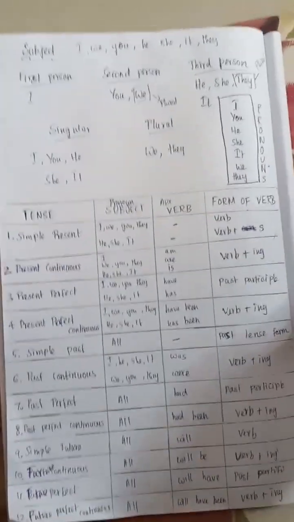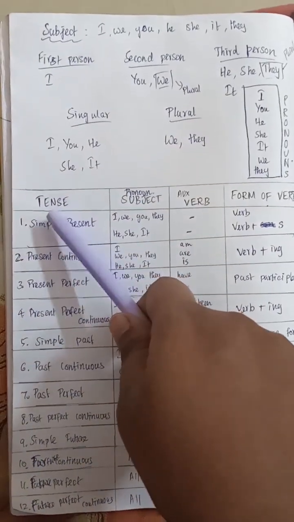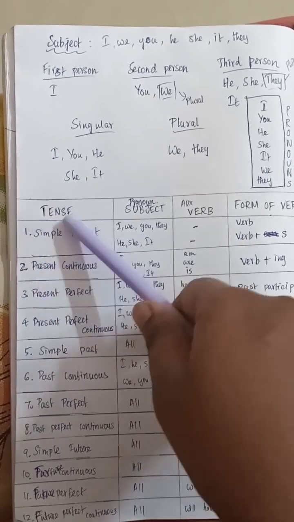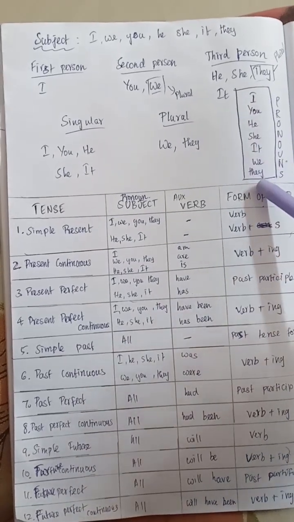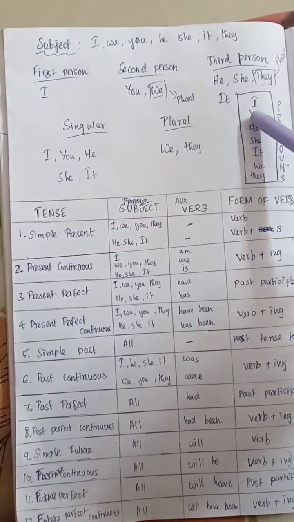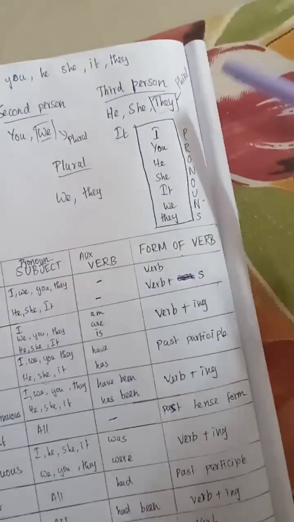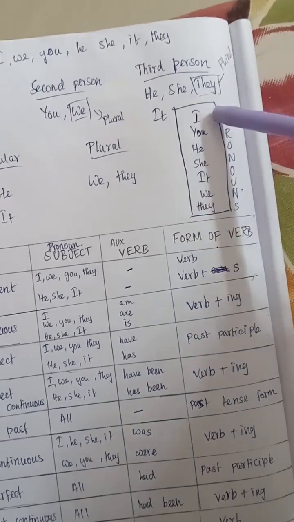Hello. Today we'll be learning about tense. Before seeing what tense is, let us see the types of pronoun so that we can easily understand the rules for applying to each and every tense. These are all the pronouns: I, you, he, she, it, we, they.